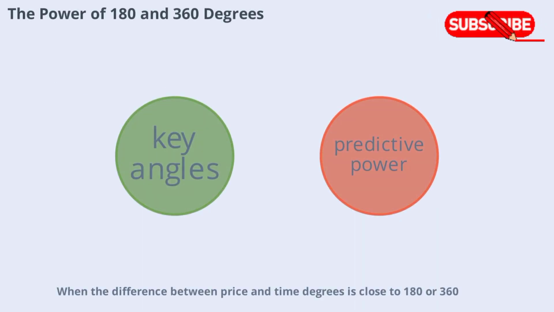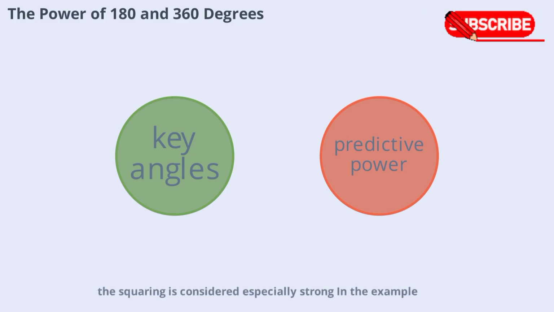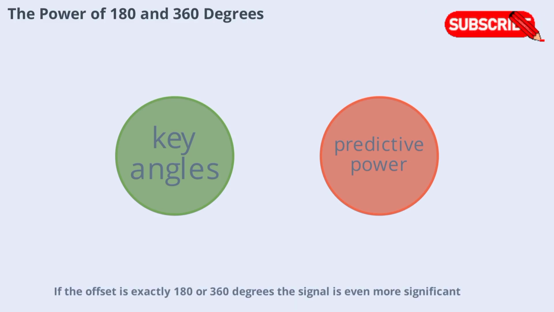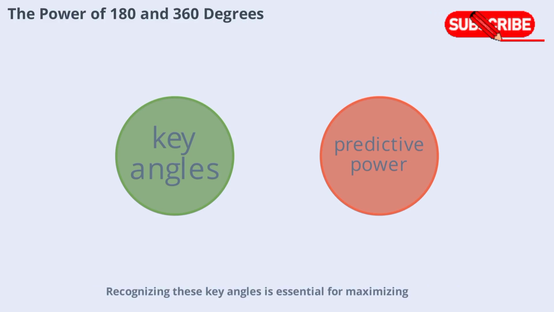When the difference between price and time degrees is close to 180 or 360, the squaring is considered especially strong. In the example, 266 minus 89 equals 177, just 3 degrees away from 180. If the offset is exactly 180 or 360 degrees, the signal is even more significant. Recognizing these key angles is essential for maximizing the predictive power of the square of 9.